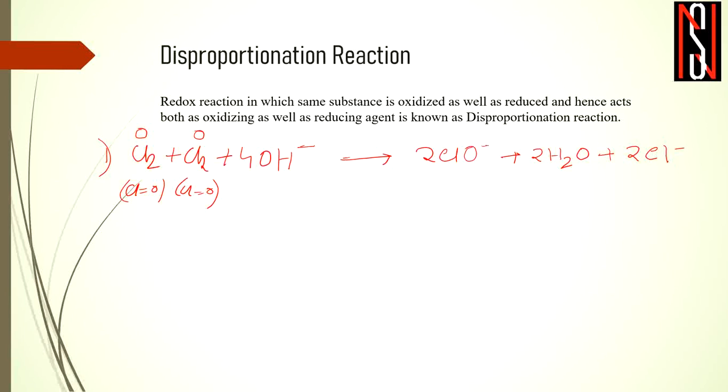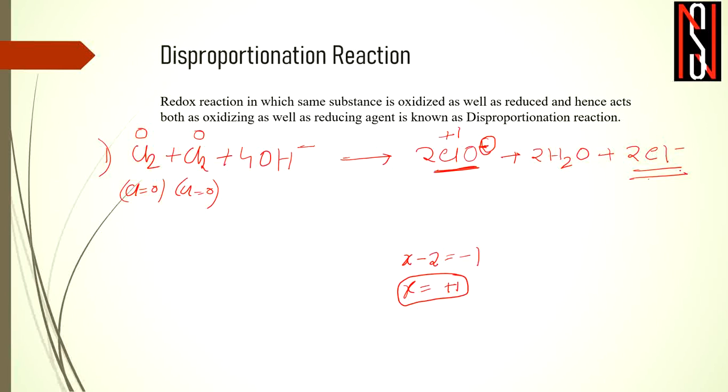But here in case of ClO minus, the oxidation state of chlorine would be +1. Why? Because you can take the oxidation state of chlorine equals X, and the oxidation state of oxygen is -2. So all over it would have -1. The overall charge is -1. So X minus 2 equals -1, then X equals +1. Okay, the oxidation state of chlorine would be +1. And here in case of Cl minus, the oxidation state of chlorine is -1.